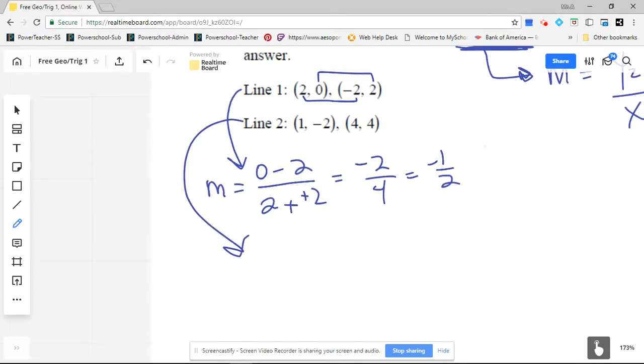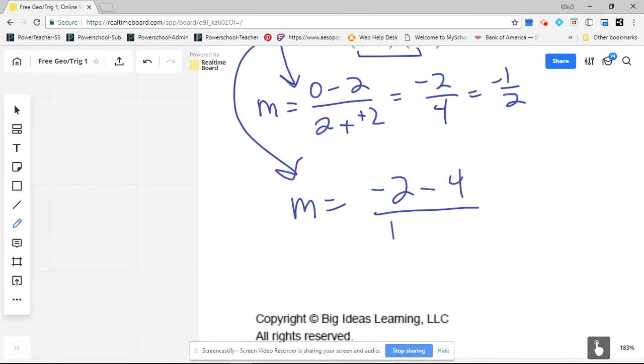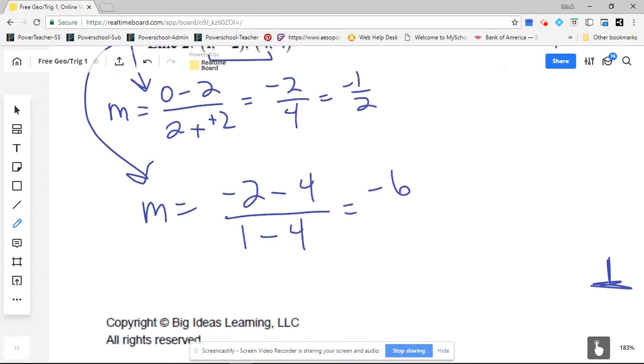Line 2, we're going to do my y number minus my y number. That would be negative 2 minus 4. And then my x number would be a 1 minus a 4. So on the bottom, you got 1 minus 4. So on the top, you've got a negative 6. On the bottom, you've got a negative 3. Negative divided by negative would give me a positive 2 slope.